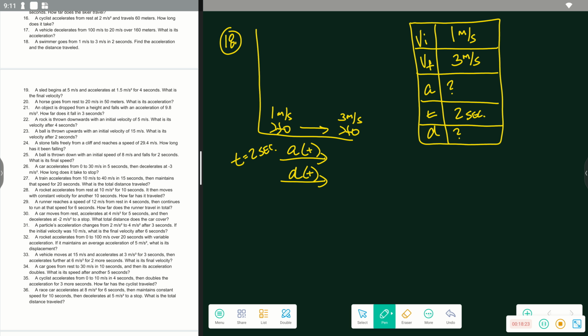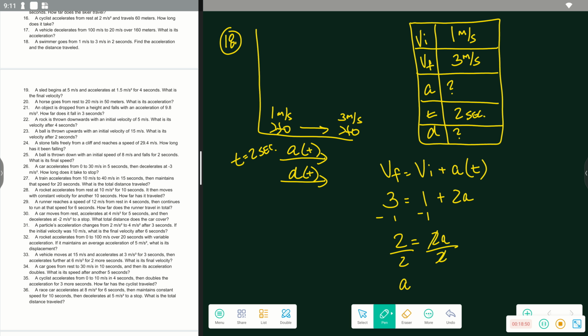So first things first, what I did was I solved for acceleration first. VF equals VI plus A times T. Okay, VF is 3 equals 1 plus 2A. Subtract 1 from both sides. You end up with 2 equals 2A. Divide both sides by 2, and acceleration equals 1 meter per second squared. So that's the first one.